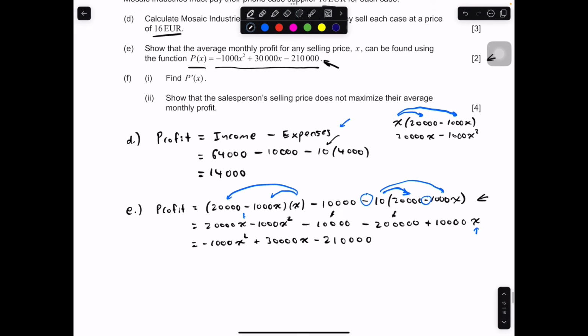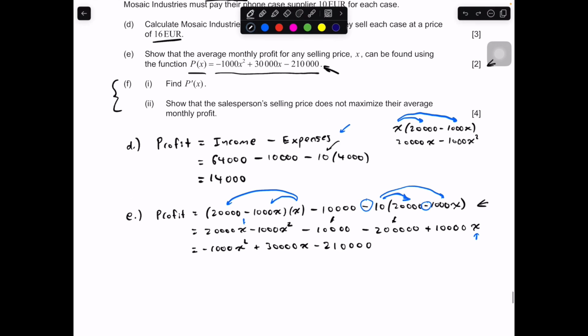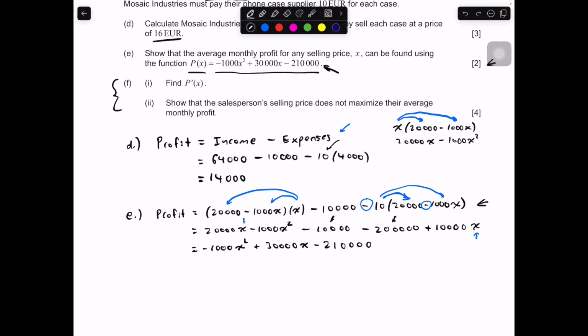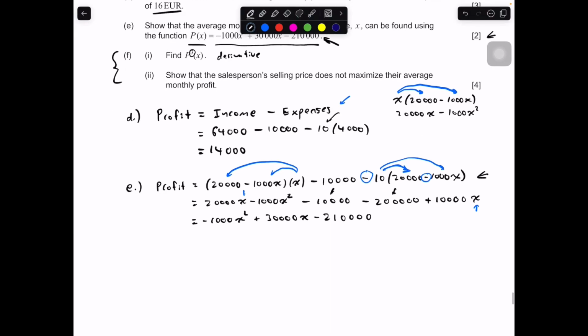If that one was a little challenging, remember we have discrete parts of a paper too. So even if this one was a little confusing, part F is kind of encapsulated in itself. Here they're asking us for part F to find p prime of x, or the derivative. This prime, remember, is the derivative. So let's find p prime of x.